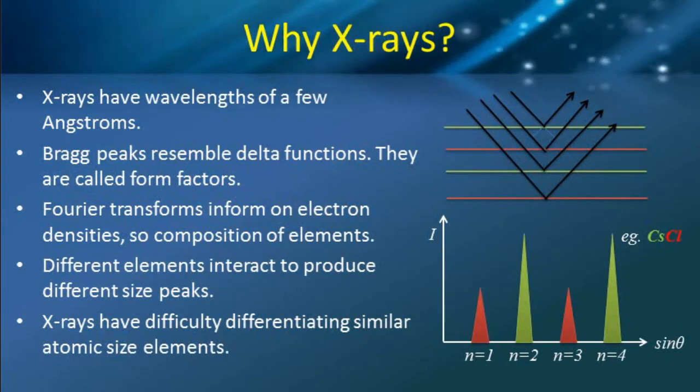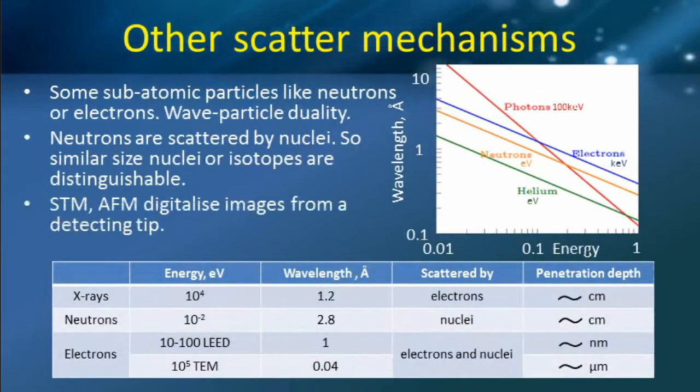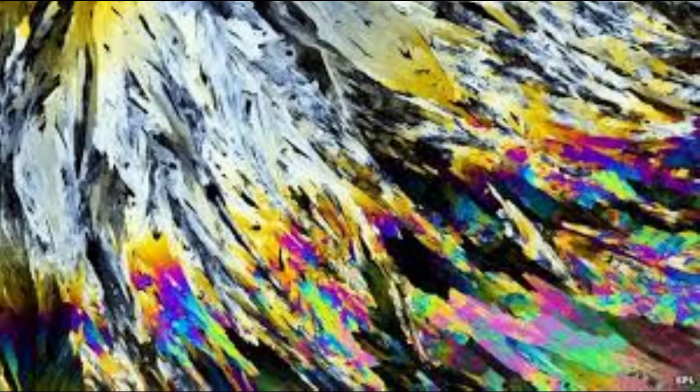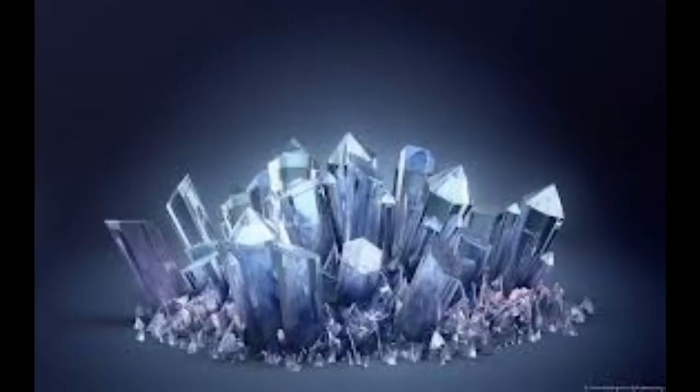X-rays are not ideal for elements of similar atomic number, thus we need other waves with smaller wavelengths with these typical energies. So, X-ray and neutron scattering are used to complement each other. Also, scanning tunneling microscopes and atomic force microscopes can be used to digitalize real-time images of the material surface. We are constantly searching for new semiconductors, superconductors, lasers, and many other materials. To investigate these and their properties requires the availability of large crystals of good quality, which constitute some of the most important tasks of crystallographers today.